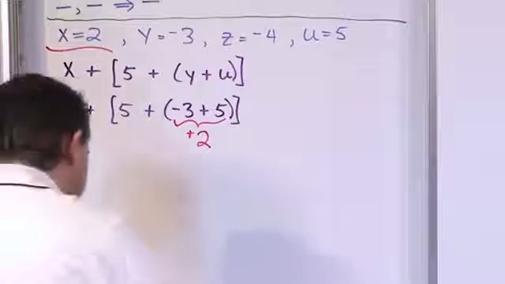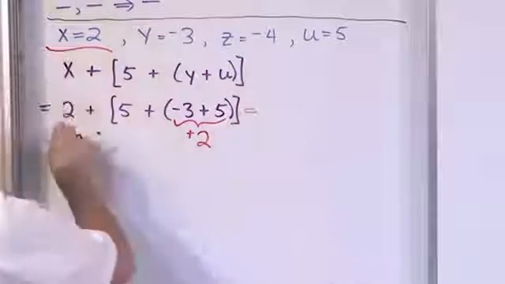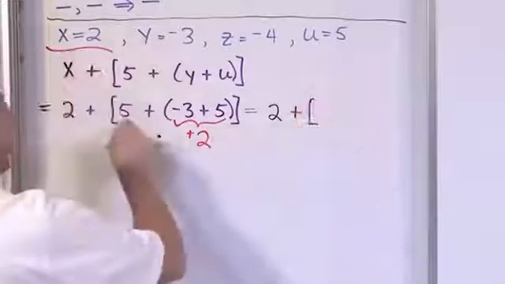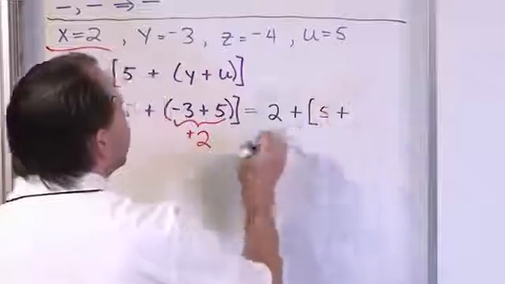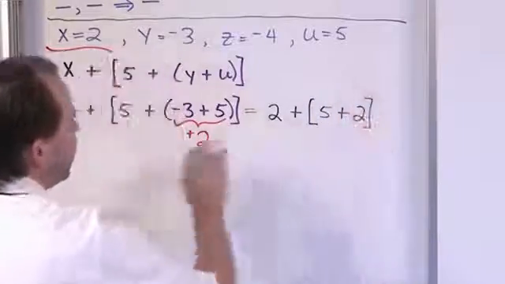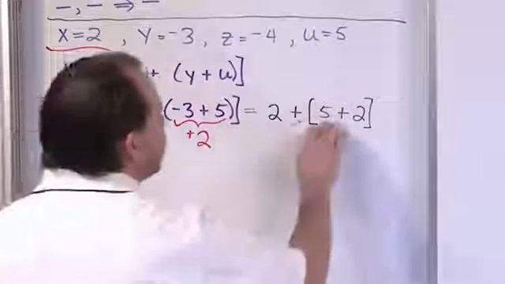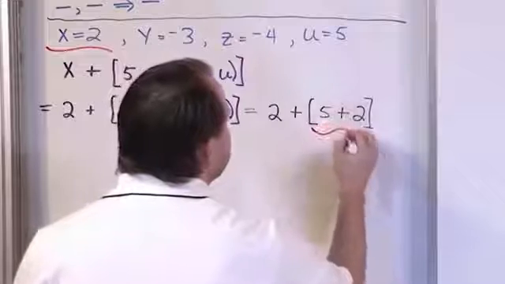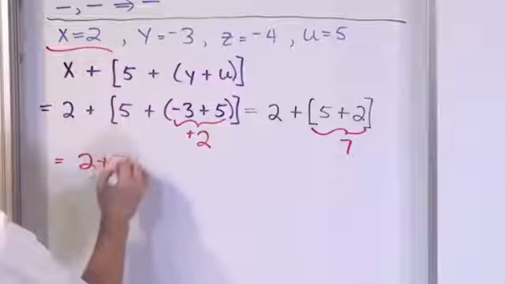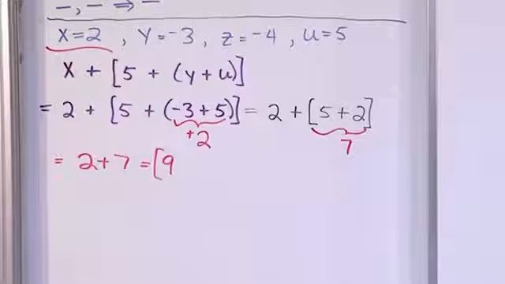So if we're going to rewrite this, let me switch colors. If we rewrite our problem here, we have 2 plus, we'll open the bracket, here we have 5 plus, this entire parentheses is actually 2. This looks much, much simpler, does it not? Okay, so inside of here, 5 plus 2, I think you would agree, is just simply 7. And so the answer we get is 2 plus 7, which is 9. So the answer is 9.